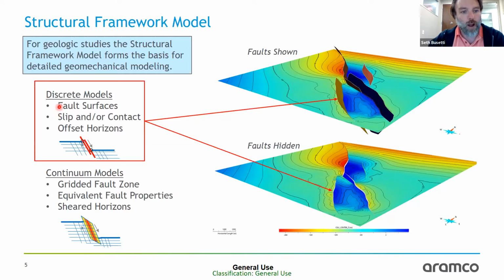For what I'm going to show you, I'm going to show the discrete models, where we have fault surfaces and slip on the faults. Depending on the solution type, there may be contact included, and we're looking at offset horizons. There is another type of mechanical solution that we can consider, which is continuum models. In this case, we would have gridded fault zones with equivalent fault properties that would allow us to shear both the fault zone and the horizon. So this is a different technique. I'm not going to talk about this, but it is out there also. Most of what we'll be dealing with are different ways to model discrete faults that come from a structural framework model.